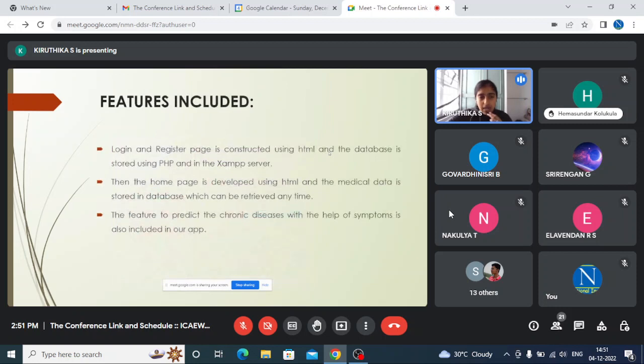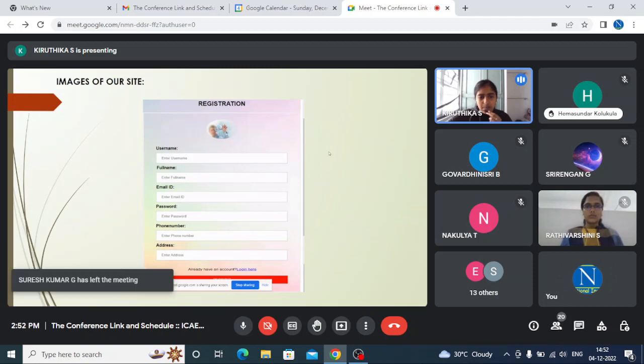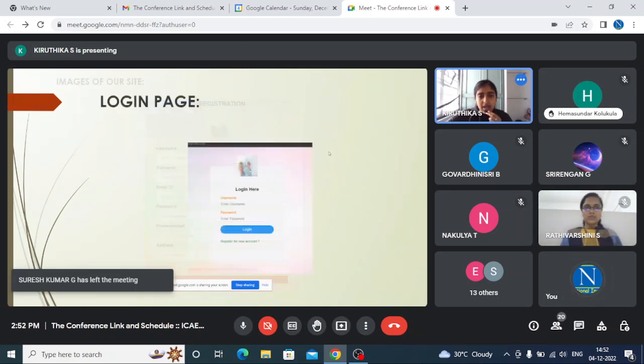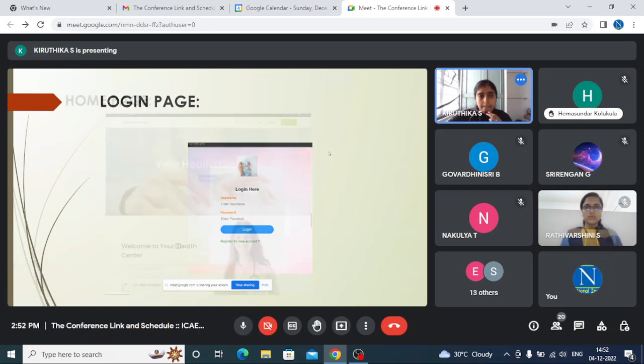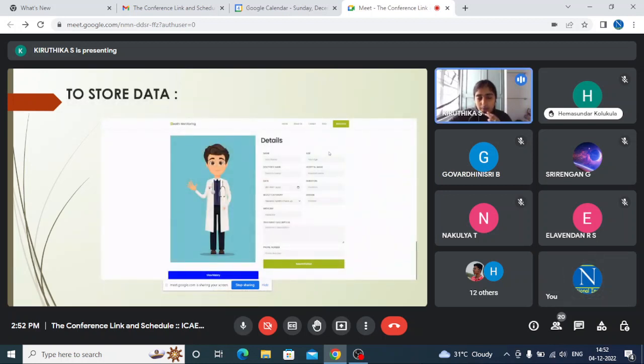The features included in our app are the login and registration page, created using the XAMPP server with PHP. Then the home page is developed using HTML. The feature to predict chronic disease is in process and we are working on it, sir. This is how our web page looks. It contains many fields like username, full name, password, mail ID, and everything. This is how the login page will look. And this is our home page, and we have a further extension of this home page. This is the main objective of our project.